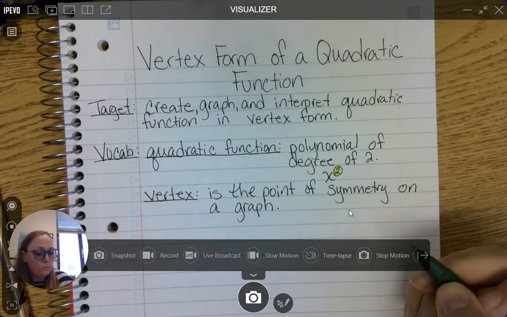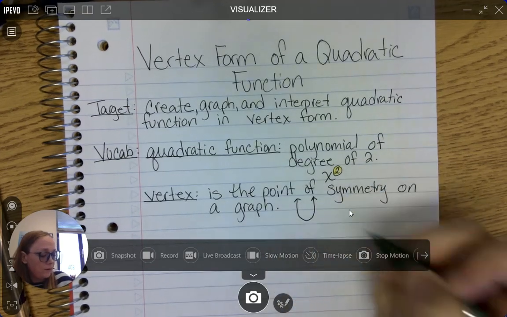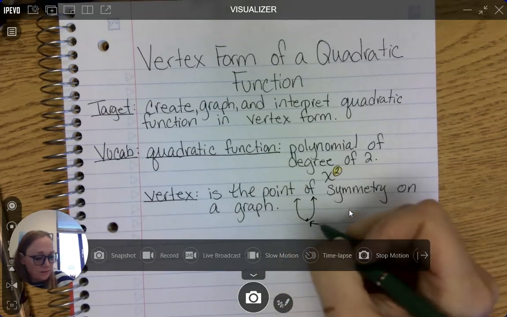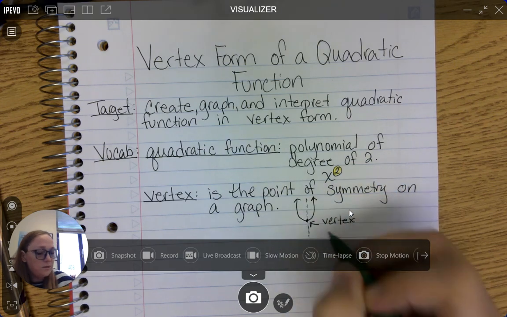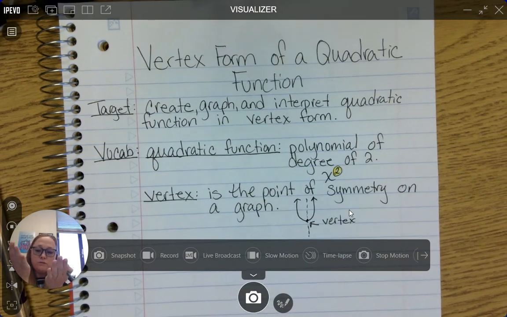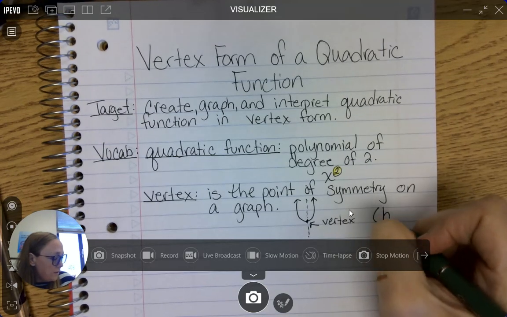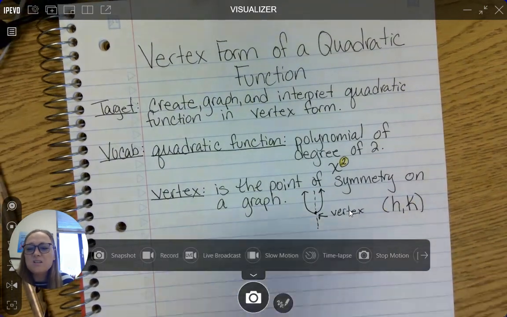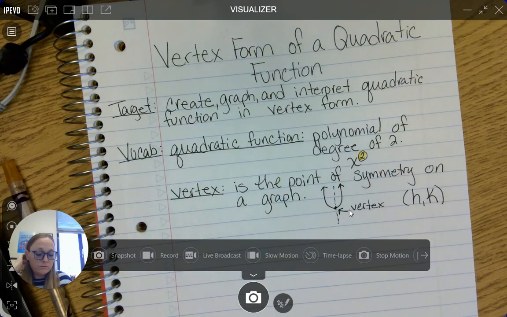Okay, so we must remember quadratics graph a parabola. So it makes that U shape. And the vertex is that point of symmetry right there, where I could cut my parabola right down the middle, and you could fold it over. That is what symmetry is. So we can fold it over and it fits perfectly. And we call that point, instead of x, y, like we're used to, we use h and k. But still our walk before we climb. Okay, so that's our review vocabulary.